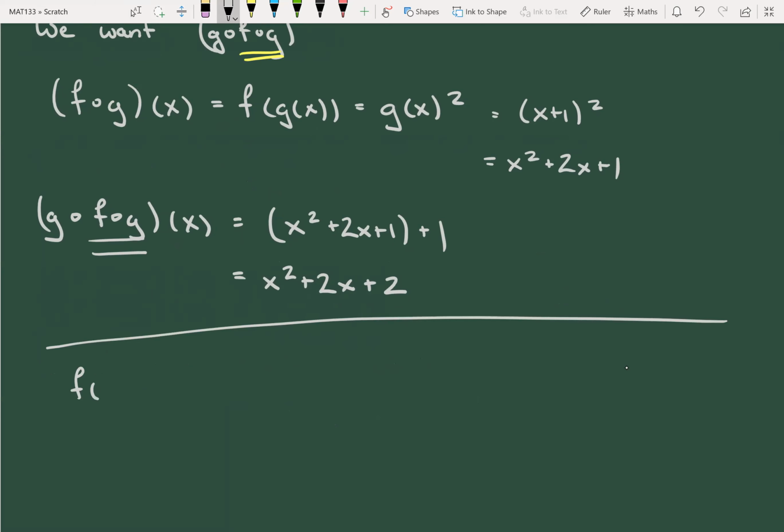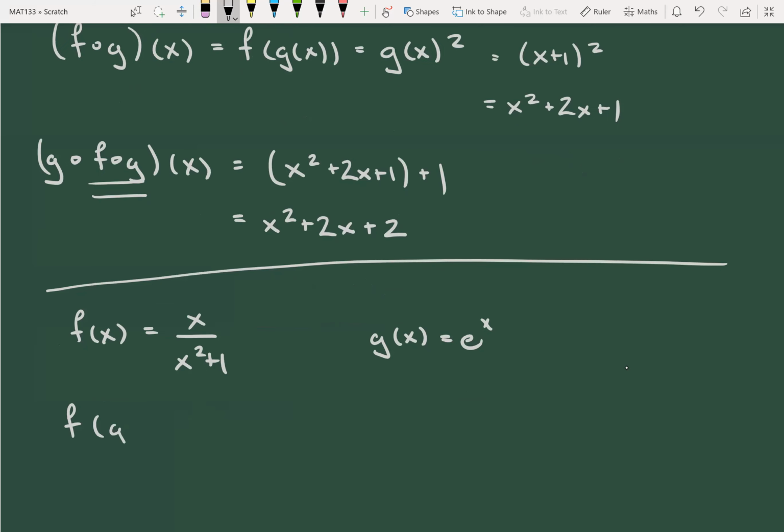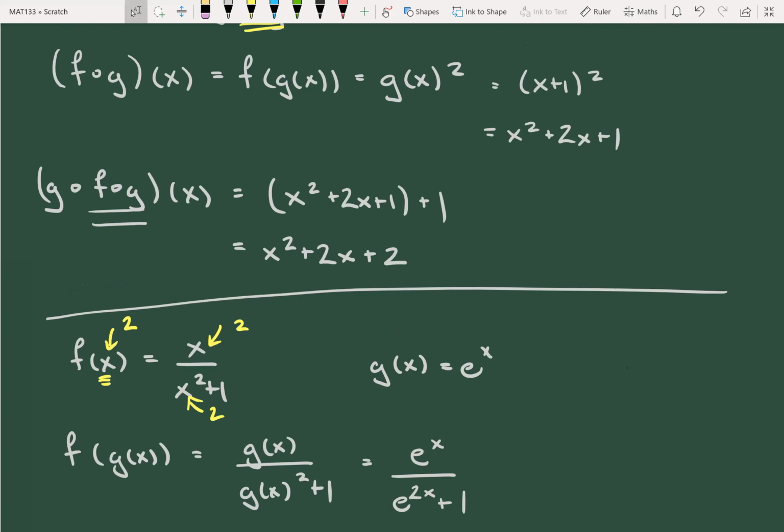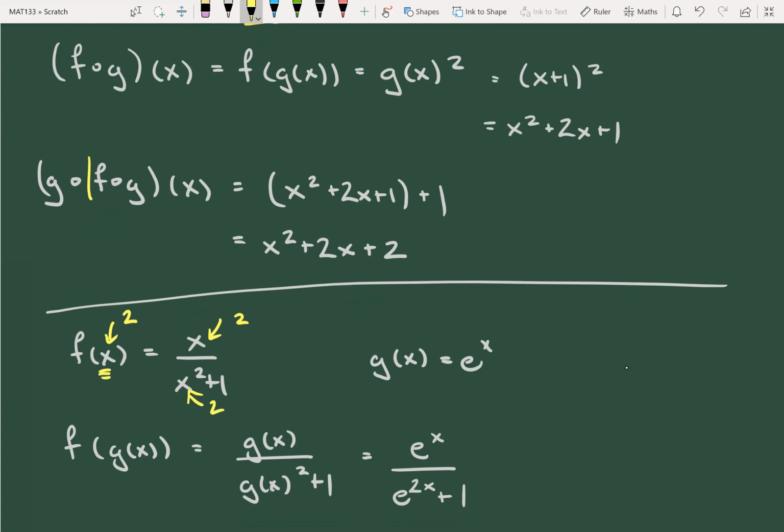Let's say f of x is equal to x over x squared plus 1, and g of x is equal to e to the x. When I do the composition f of g of x, remember this x here is just a placeholder. If I put a 2 here, then everywhere I see an x over here, I'm going to put a 2 as well. So when I do f of g of x, everywhere I see an x, I'm going to put a g of x. So I get g of x over g of x squared plus 1. And I know what g of x is, it's e to the x. So I would get e to the x over e to the 2x plus 1. So f compose g, I did that half first. I just wanted to compute that.